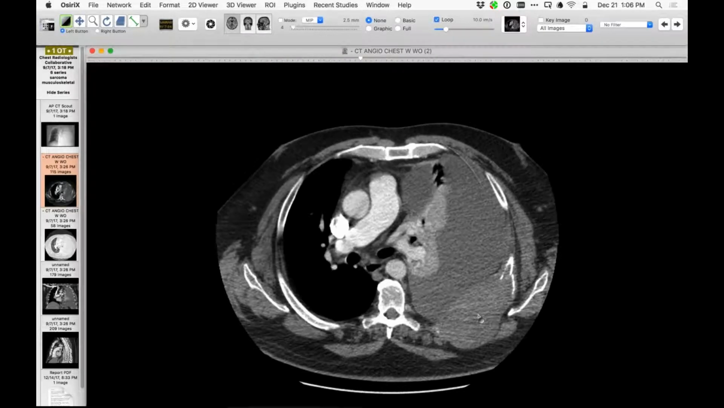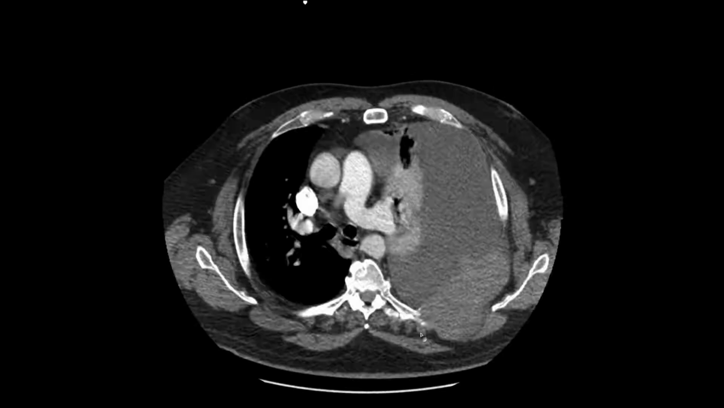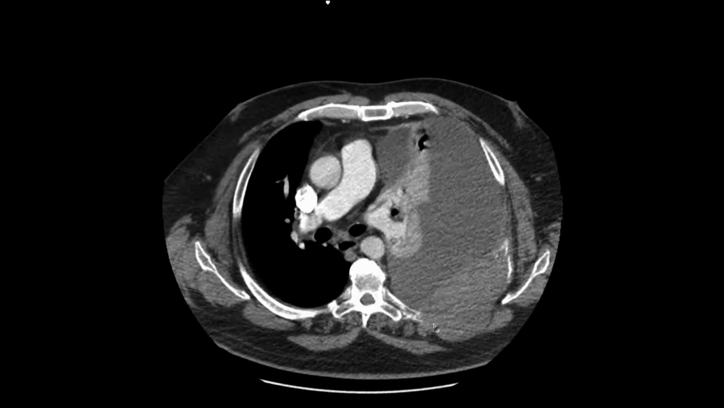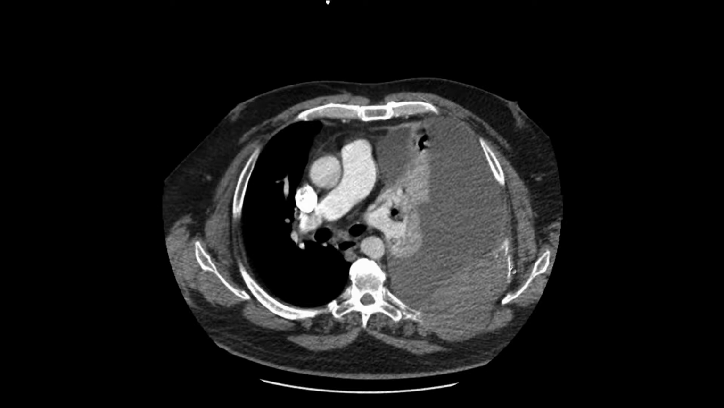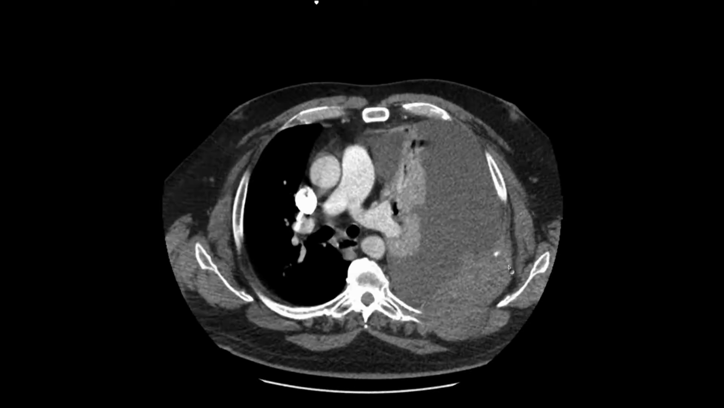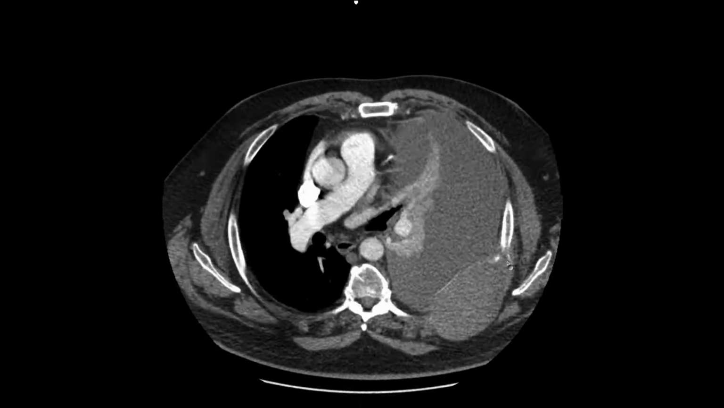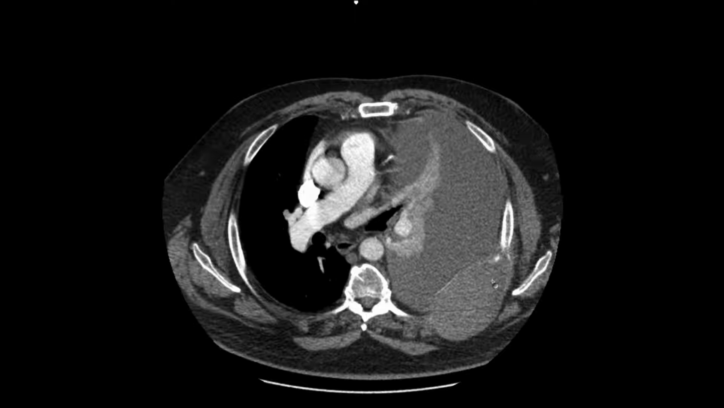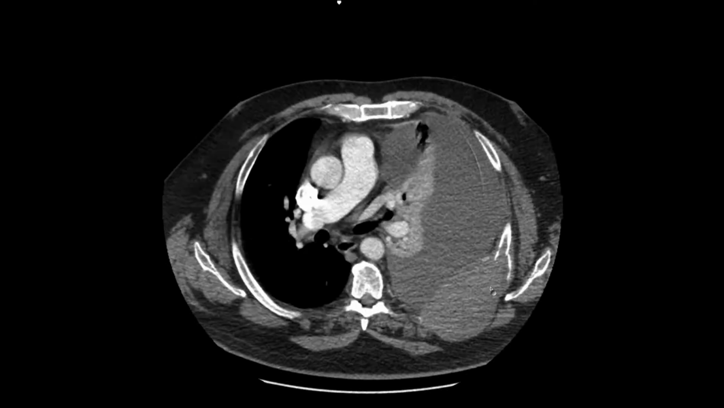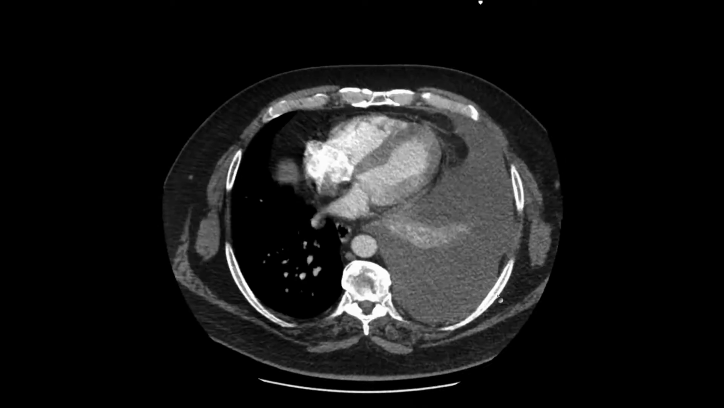So this mass, one can see, is arising in relationship to this left sixth rib. So you can see that portion of the rib that's expanded by tumor, and this portion of the rib where there's some residual cortex is expanded by tumor. It's obviously very large. It extends into the chest wall. So given the rib location of it, it's certainly consistent with a primary tumor arising from the rib.